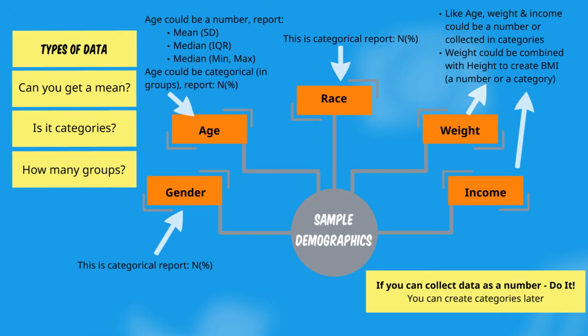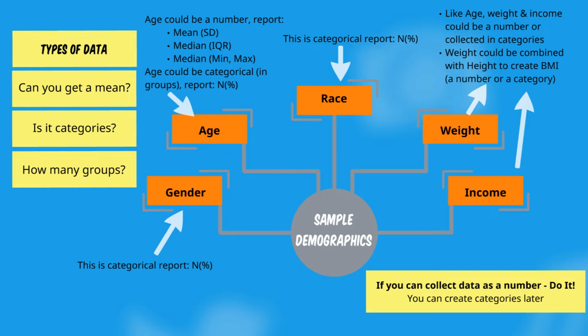What types of data do we have? Well, if we think about data in terms of whether or not we can estimate a mean from it, that is, can we take all of the numbers, add them up, and divide by the number that we have and get a mean or an average, then that is a continuous or numeric value. Is your data captured in categories? If it's captured in categories, how many groups are there? If we look at sample demographics, gender, that is a categorical variable. That will be reported in the N of each gender that you have and the percent that you have.